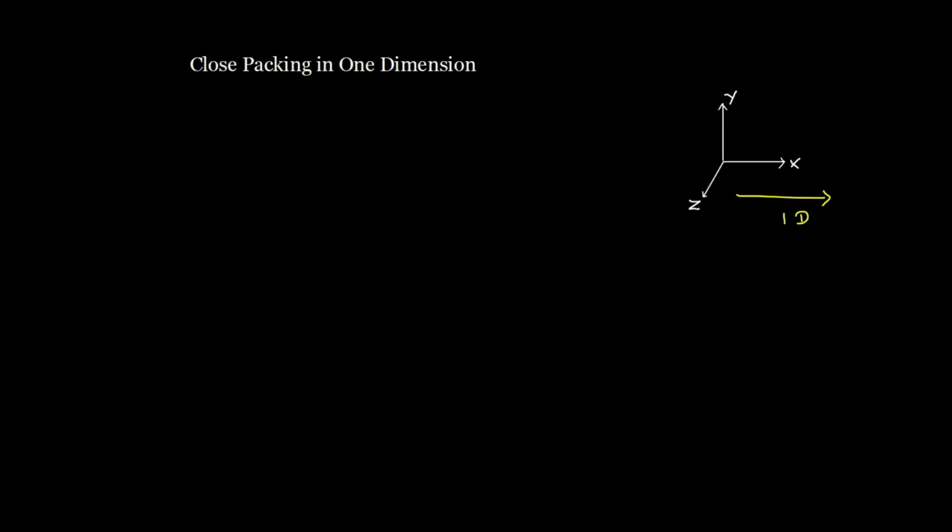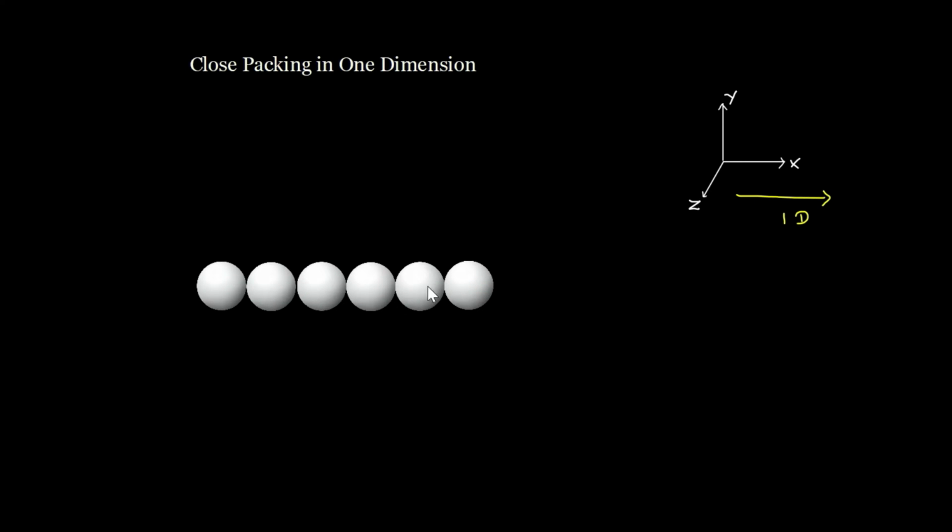We start with arranging the atoms in one dimension. This is done by keeping atoms one by one in a row along the x-axis. In this arrangement, each atom is in touch with two neighboring atoms. So the coordination number of an atom in this arrangement is 2. Coordination number is nothing but the number of atoms which surround a particular atom in a close packed structure.